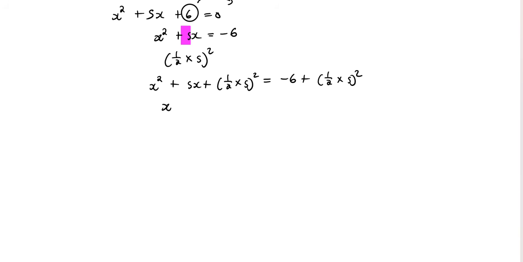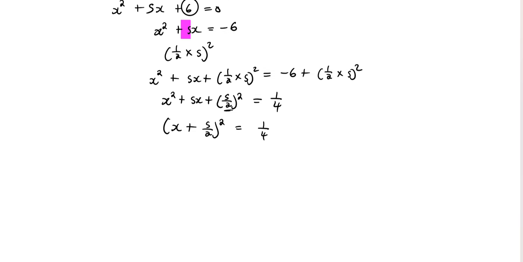Now let's simplify. x squared plus 5x plus (5 over 2) squared. And this will be equal to, let's simplify the right hand side to see what we get. So it's half multiplied by 5, all squared, which is 1 over 4. So the next step here will be to take x and the number inside the bracket, which is positive 5 over 2. I square it, then I equate to my right hand side.